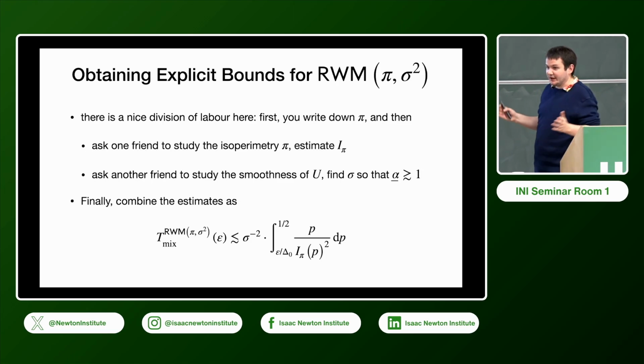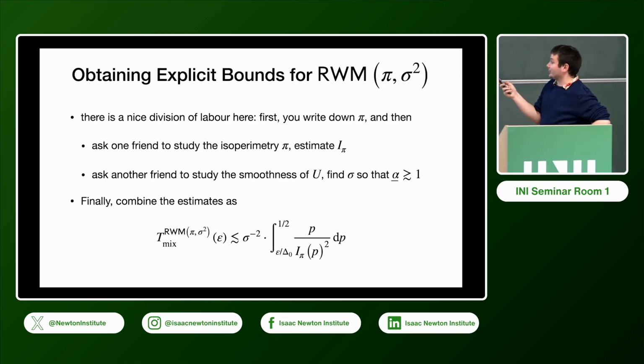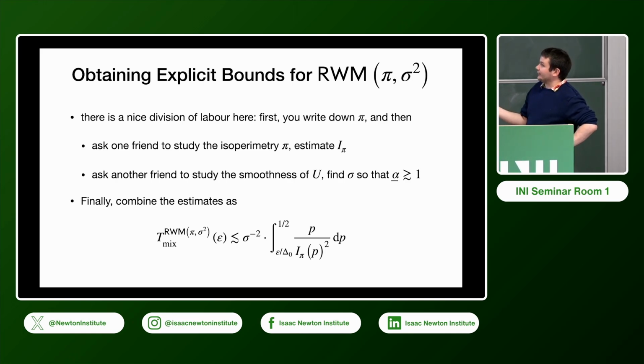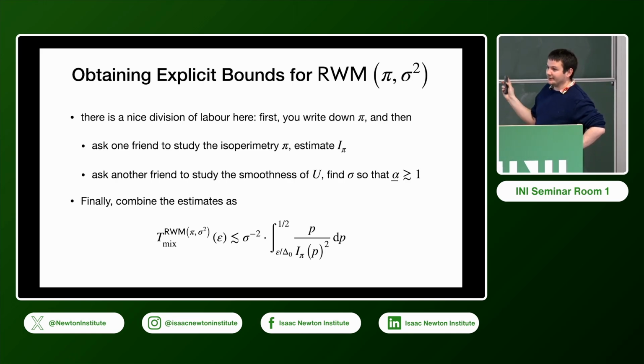Now we have all we need to actually analyze the random walk Metropolis itself. There's a nice division of labor that comes up here. You write down pi, and then you get one friend to look at the literature and study the isoperimetric profile of pi, and they give you this function. And then that's their job done. You don't need anything more from them.